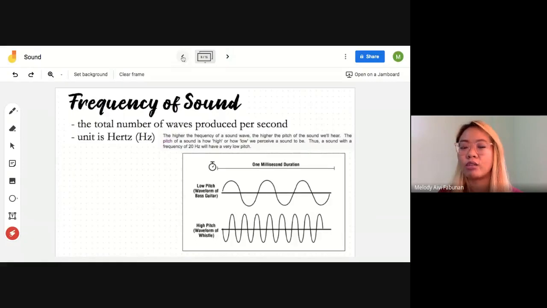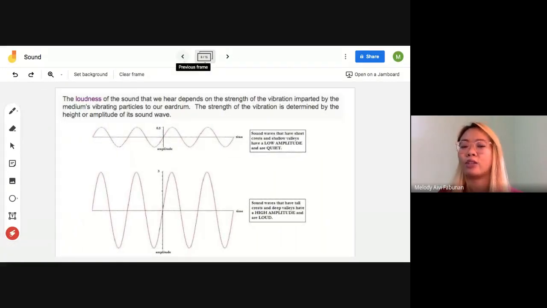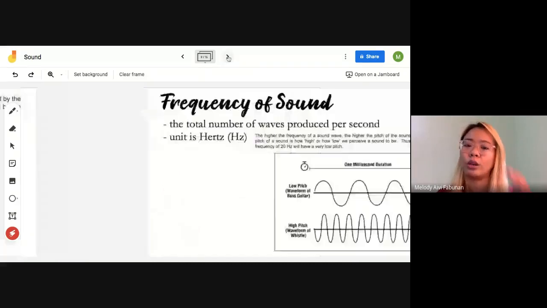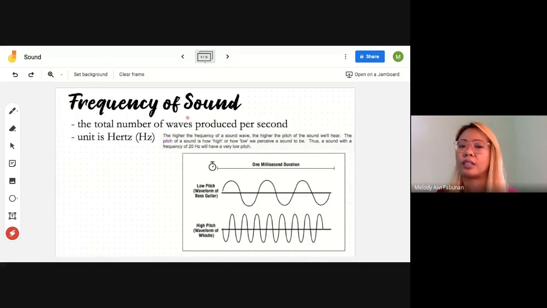So kung napapansin nyo kanina dito sa ating amplitude, pareho yung number of crest. So meron siyang 4 na waves dyan. 1, 2, 3, 4. Dito din, 1, 2, 3, 4. Ang pinagkaiba lang nila is yung taas ng crest. Kasi nga, we are talking about amplitude. But when we talk about frequency, we are now talking about the total number of waves. Gaano kabilis na po-produce yung waves in a given time.